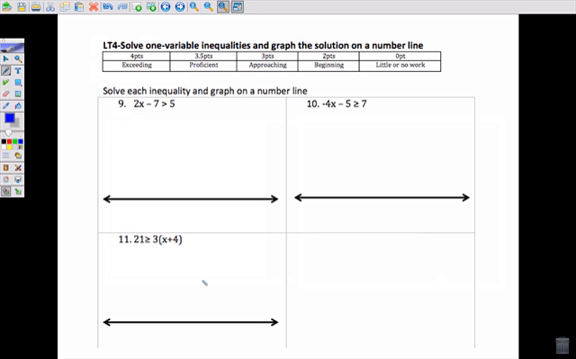Moving on to learning target 4, here are the 3 problems from your test. On number 9, start by adding 7 to both sides. Solve it like a normal equation, except that it's an inequality. You don't have to change the sign because you didn't divide by a negative.